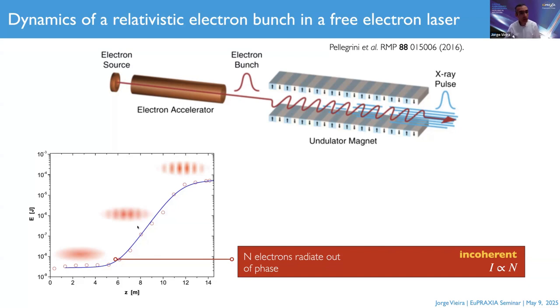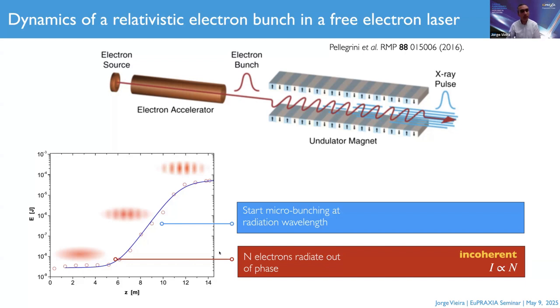This plot shows the radiated energy as a function of propagation distance of an electron as it travels through an undulator magnetic field. At the beginning, every electron radiates out of phase with each other. Radiation is incoherent, and as a result, the radiated energy or intensity is proportional to the number of particles inside our electron bunch. But then something interesting starts to occur when this electron bunch starts to self-consistently interact with the radiation that it's producing itself.